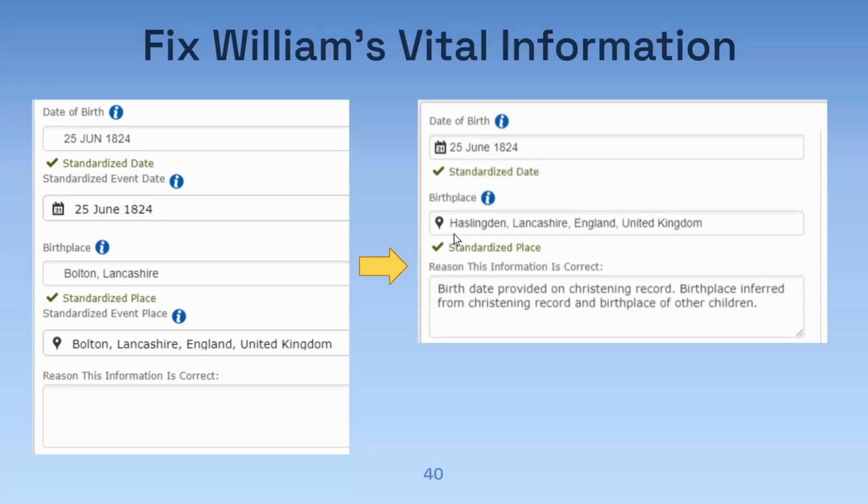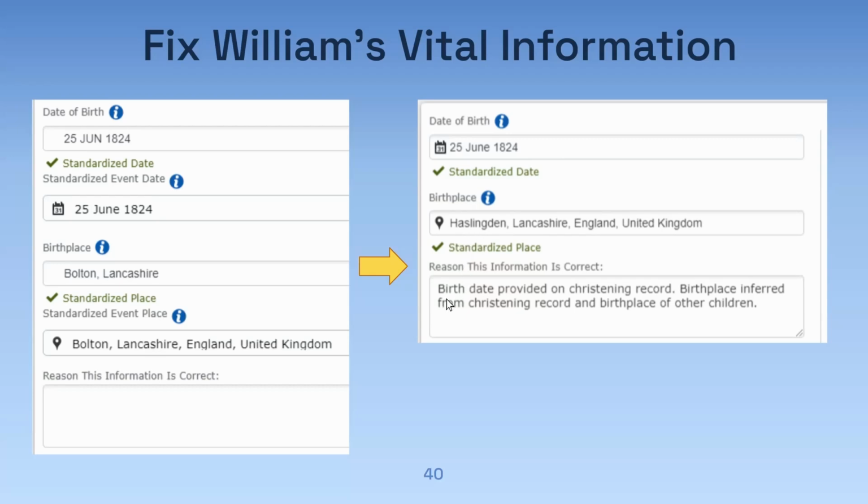And then for the birthplace, I put in Haslingden. You may remember, we never found a census that had William's birthplace on it, but we found the census for the other kids. They were all born in Haslingden, and the christening said that the family lived in Haslingden. So I felt really confident that he was born in Haslingden too.